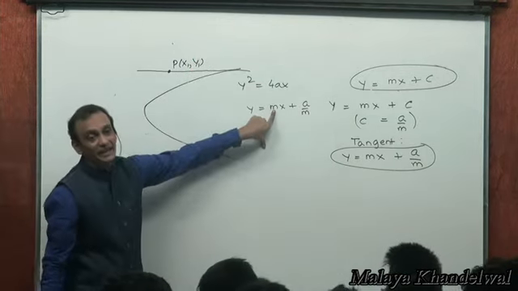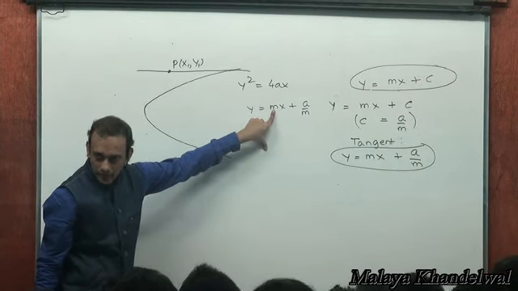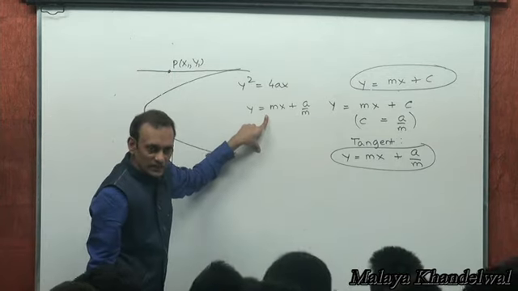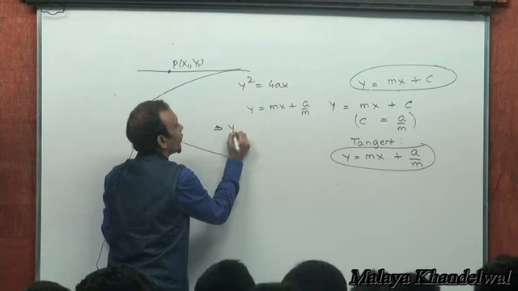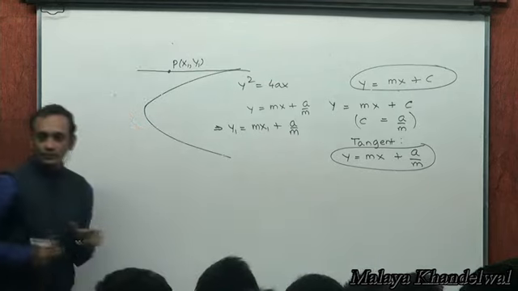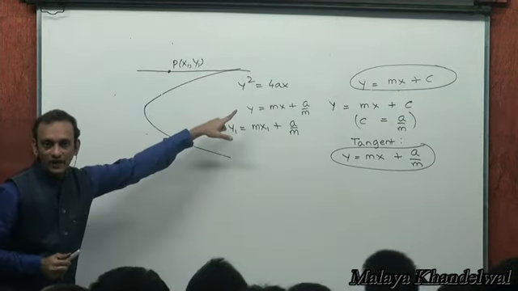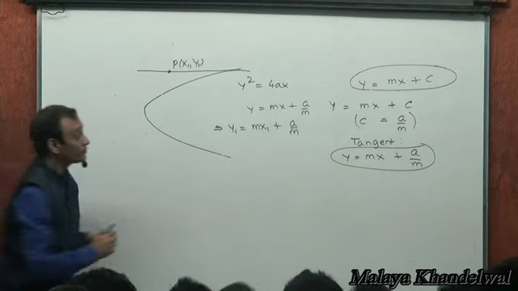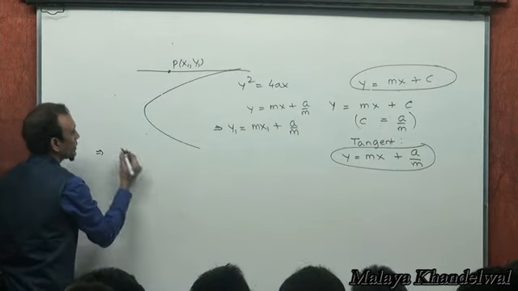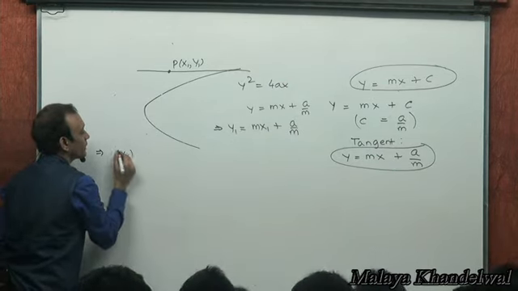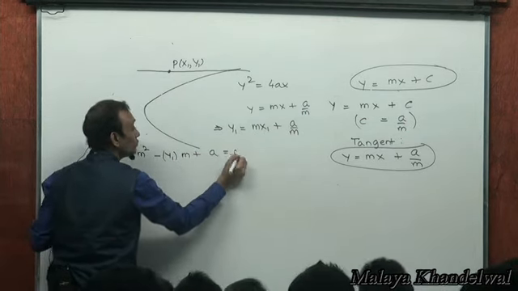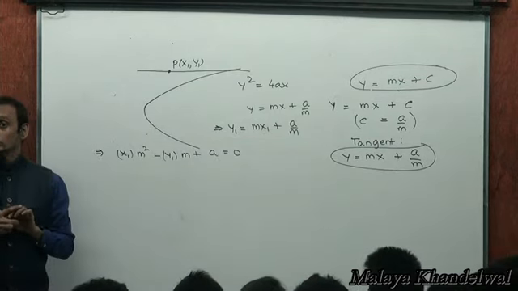And what's the slope of the tangent? Slope of the tangent is m, right? So since this tangent passes through x1, y1, x1, y1 will satisfy this equation. So we end up getting y1 equal to mx1 plus a by m, since x1, y1 lies on the tangent of slope m. Now, multiplying throughout by m, this could be rewritten as x1 m squared minus y1 m plus a equal to 0. Yes or no?